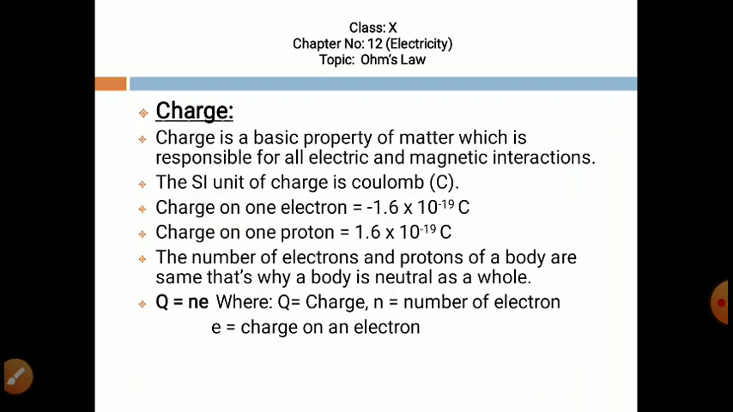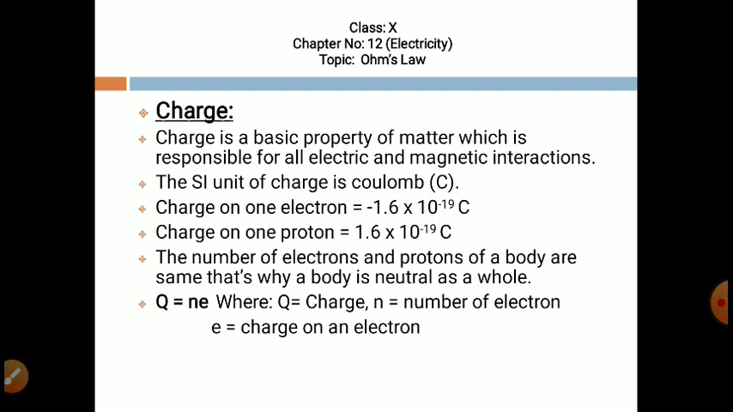So what is charge? If current is there, there must be charge. Charge is the basic property of the matter which is responsible for all the electrical and magnetic interactions of that object. You all know the SI unit of charge is coulomb, and there are two types of charges, positive and negative, and charge is represented by Q.